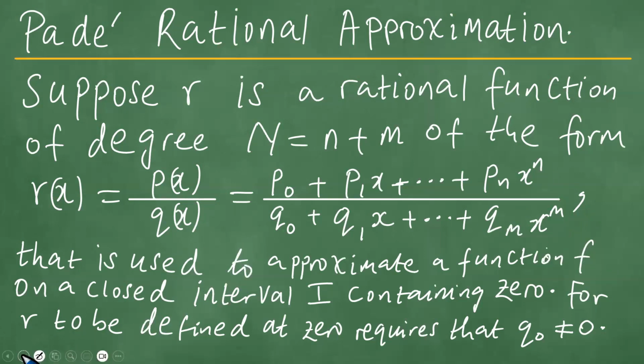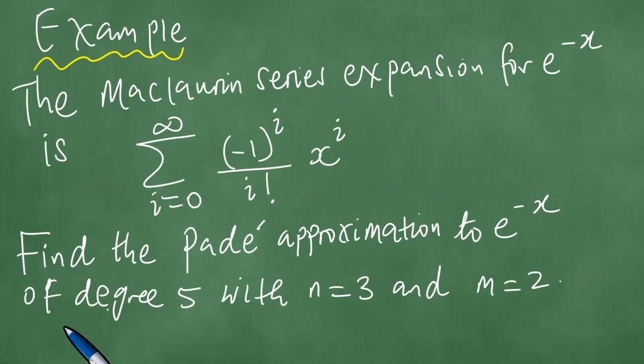So, obviously, the numerator is therefore of degree 3 and the denominator of degree 2, and therefore we sum the two to find the degree of the rational function r. And now we need to find the Padé approximation to e to the minus x of degree 5, given this particular Maclaurin series expansion for e to the power minus x. The question is, how do we solve this problem?